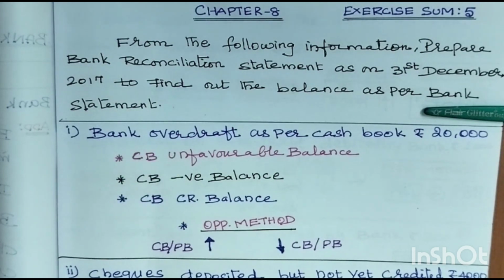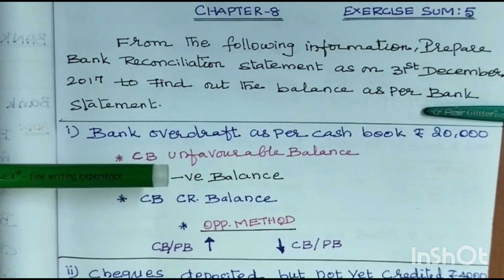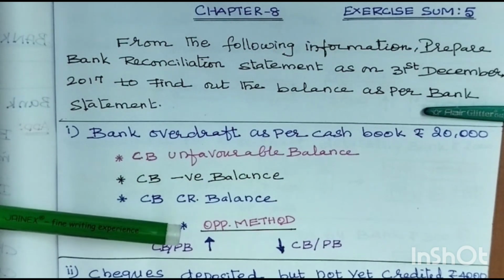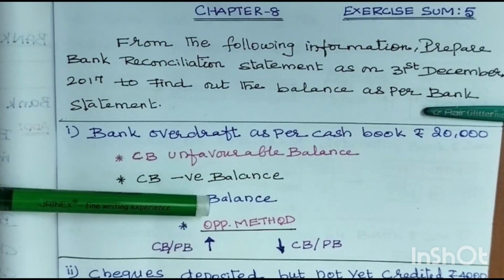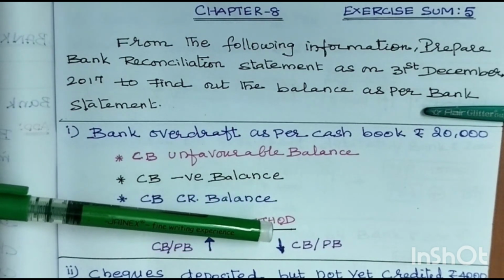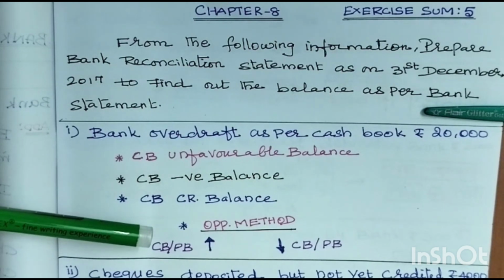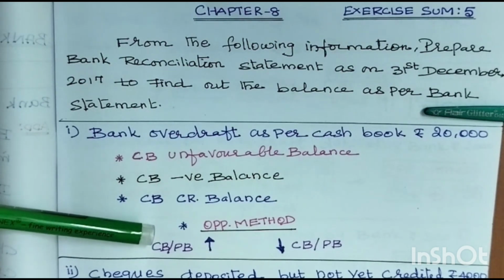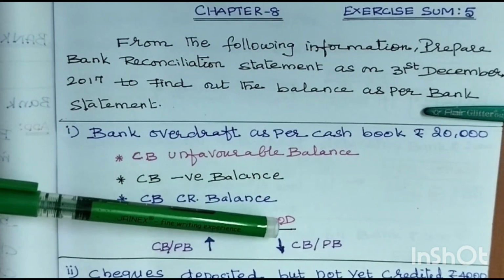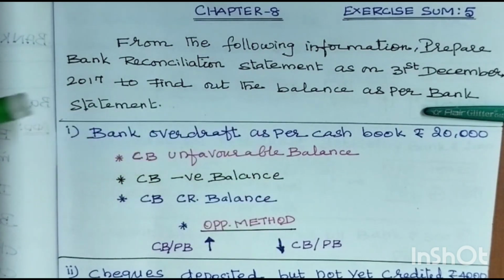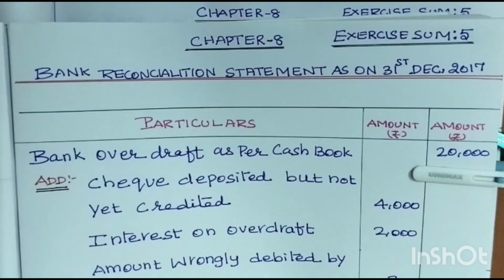The cash book has the credit balances. Okay, so we have to follow the opposite method. What is meant by opposite method? When we take passbook, if passbook increases, in opposite method the passbook will be decreased. If we take cash book, whenever cash book increases, in opposite method the cash book will be decreased. That is called opposite method.